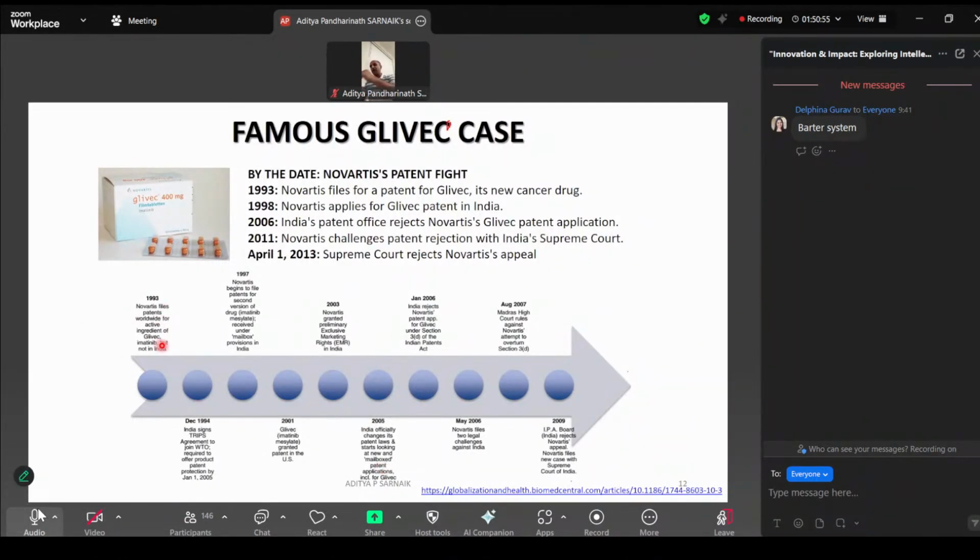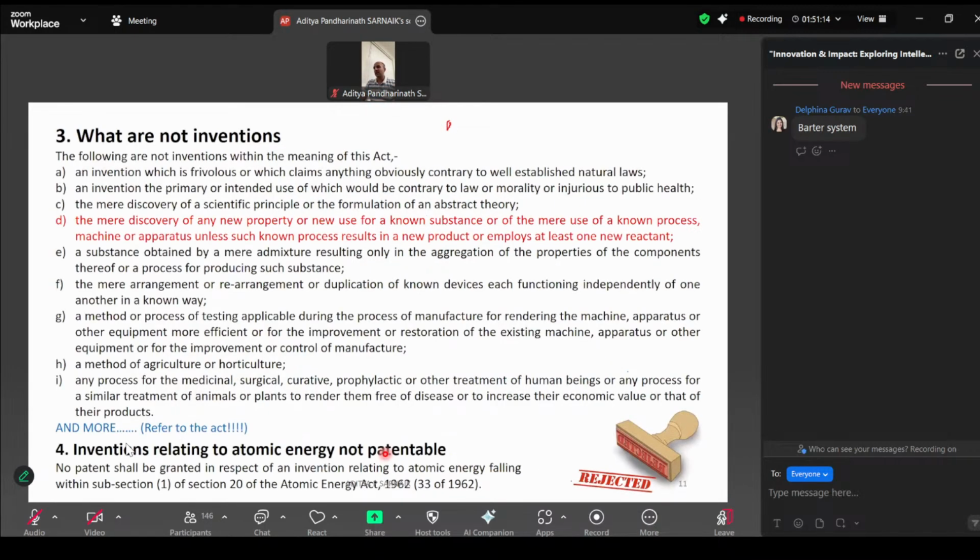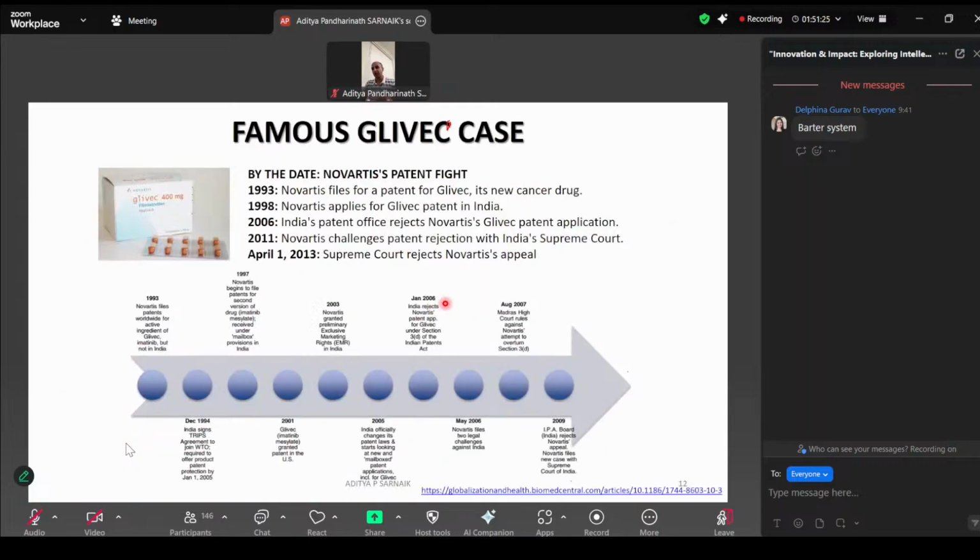So imatinib was already patented in the US. So imatinib became a prior art for imatinib mesylate filed in India. And under Section 3D, mere small changes in the known substance or mere use of the known process cannot be patented. And under that particular act, this particular patent was rejected or revoked. And they couldn't sell imatinib mesylate in India.